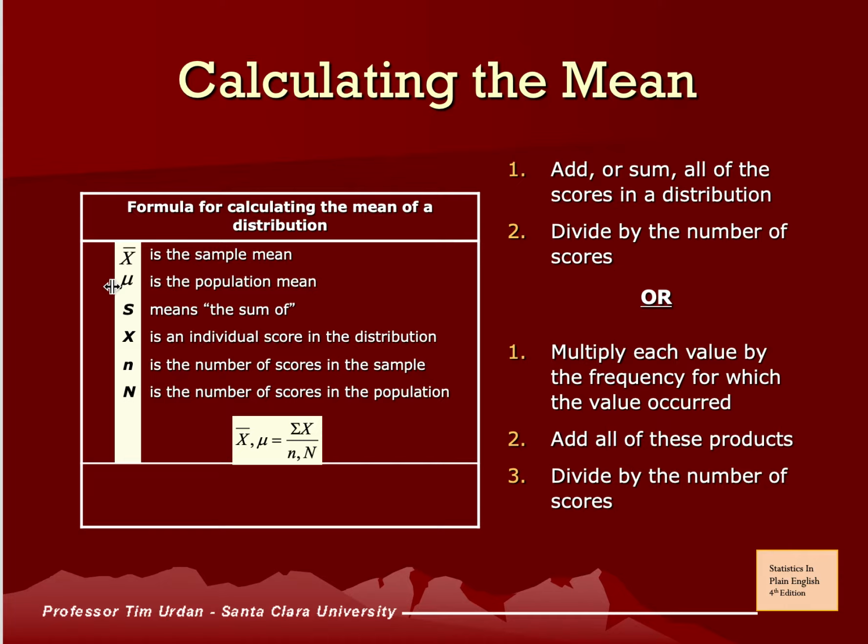It's really important to make sure that you're paying attention on the questions. Sigma means the sum of. X is the actual data point, the actual data value. Lowercase n is the number of scores in a sample, and capital N is the number of scores in the population. What is this fancy formula telling me? It's telling you to add up all the data points and divide by how many there are. That's exactly how you calculate the mean.